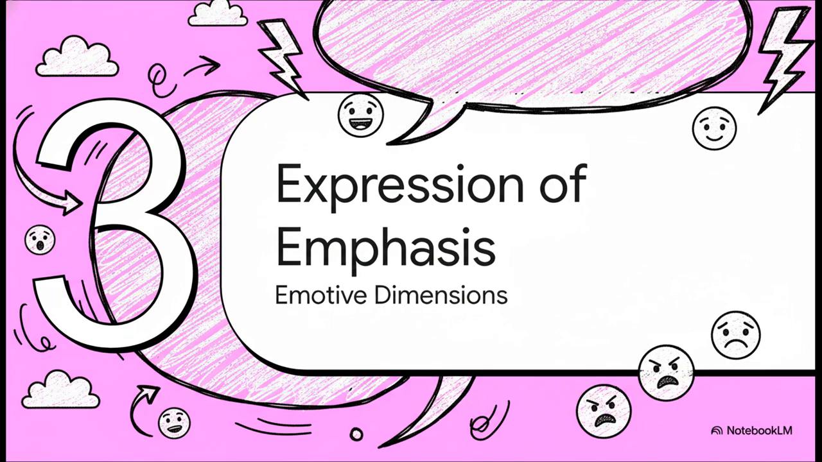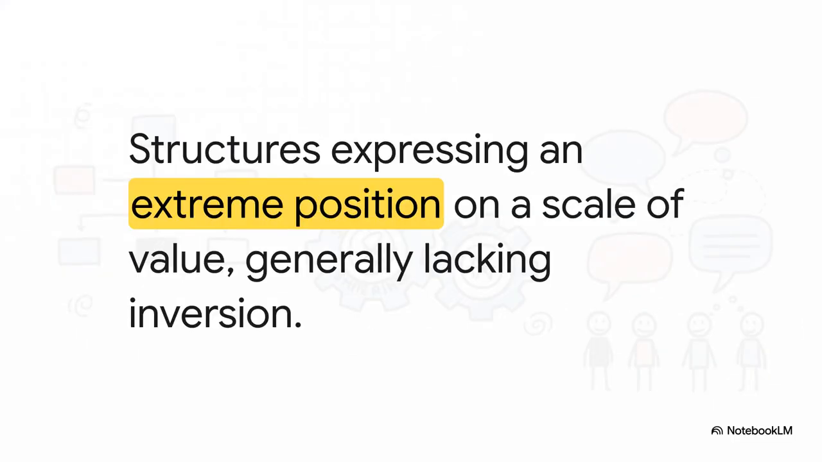Which brings us to Section 3, the expression of emphasis. Now, what's really interesting about this is how raw emotion overrides neutral grammar. When we want to express an extreme position on a scale of value, we rely on formal exclamatives. Notice the phrasing here.